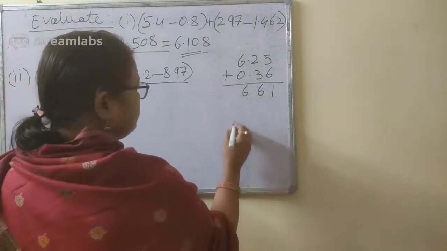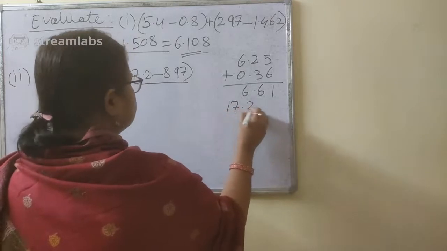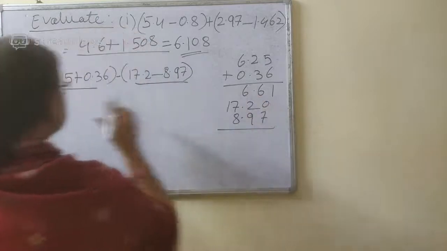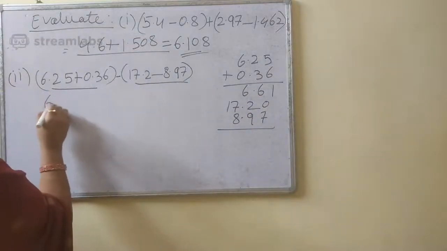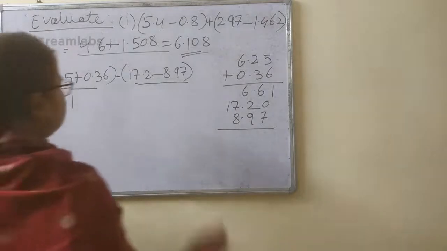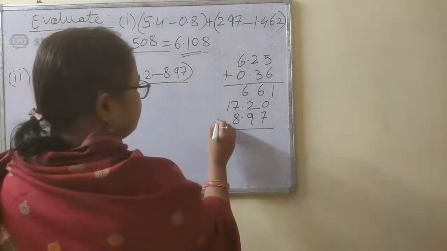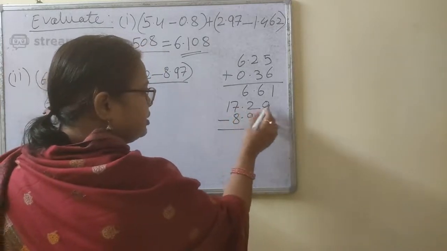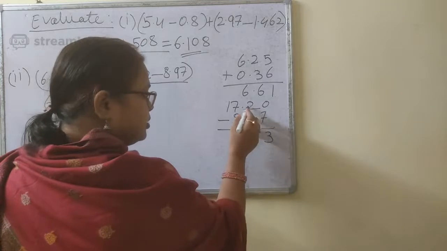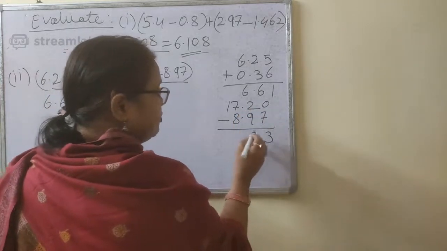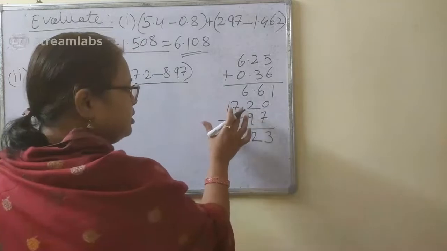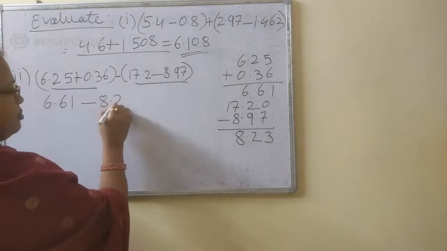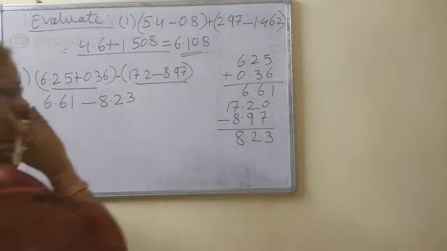So we can subtract 17.2 and 8.97. So first, let's write here first the result of this addition. Okay. Then, minus sign. Now, here we have to subtract. So, 10 minus 7 is 3. Then again, 1 shifted here. So, 1 left here. 11. 11 minus 9, 2. Then 16 here. 16 minus 8, 8. Okay. So, here it will be what? 8.23.